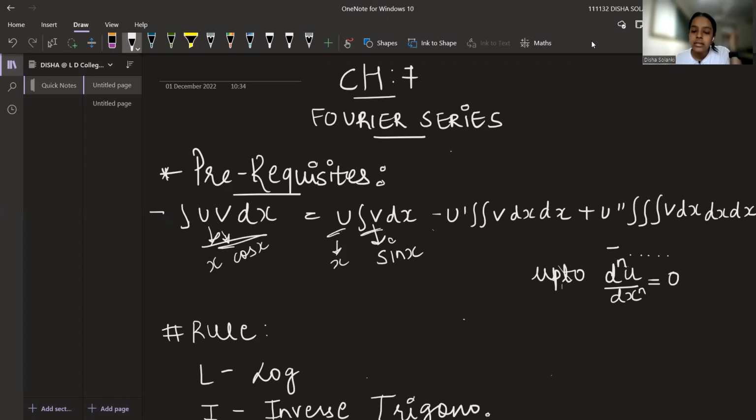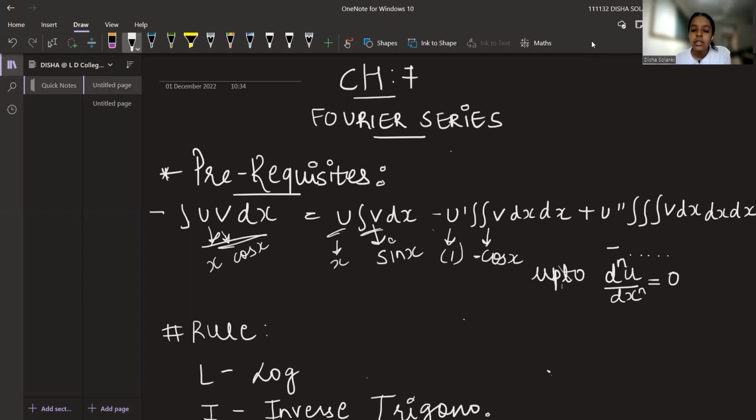Then minus derivative of u, u dash, the derivative of x is 1. Integration of sin x, that is minus cos x. Am I right? Yes. So as you go on, you have to continue taking derivatives until the derivative of u becomes 0.